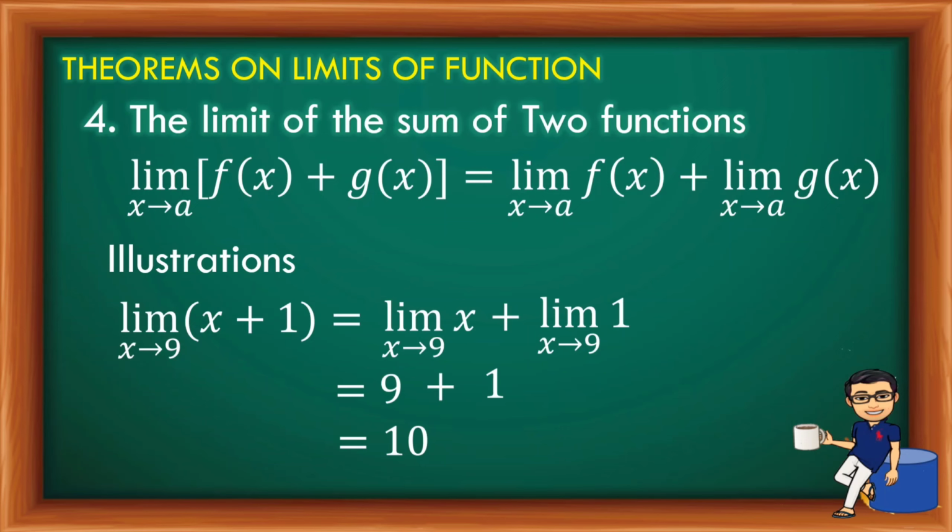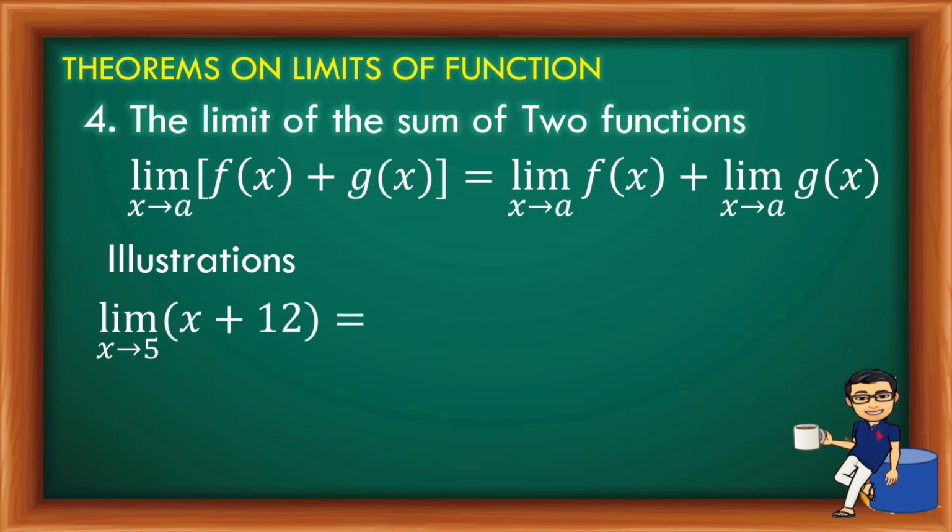Okay, let's have another example. How about this one? Limit of x plus 12 as x approaches 5. So we are about to get the individual limit of x as x approaches 5. We have that. Then limit of 12 as x approaches 5. That's plus. Okay, so we have that.